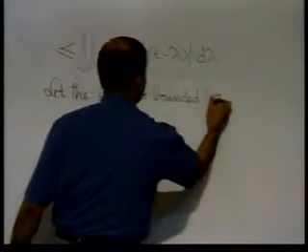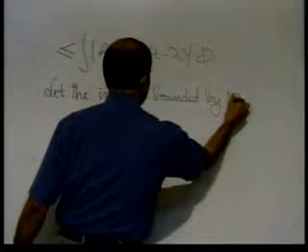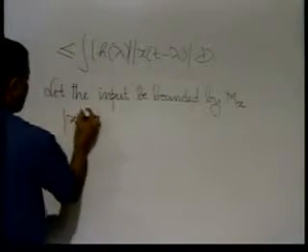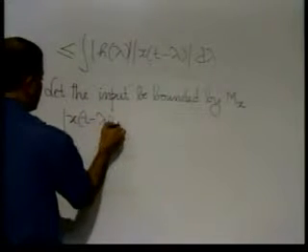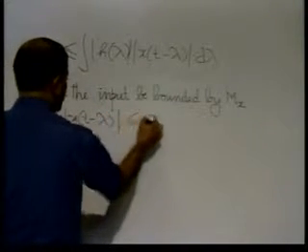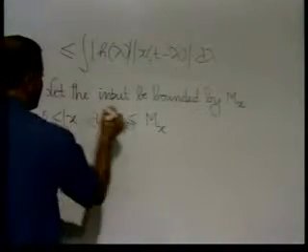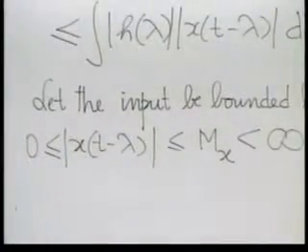By mx. That means mod xt minus lambda is less than or equal to mx. Of course, it is greater than or equal to 0 obviously, and this is strictly less than infinity. It's a finite constant, mx.